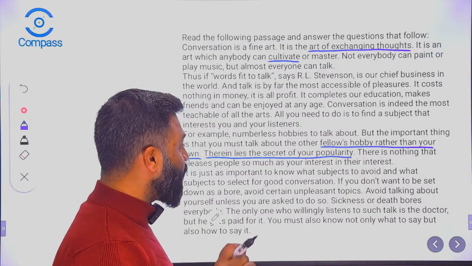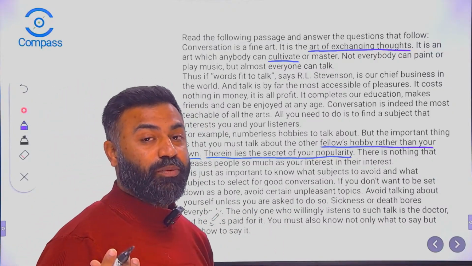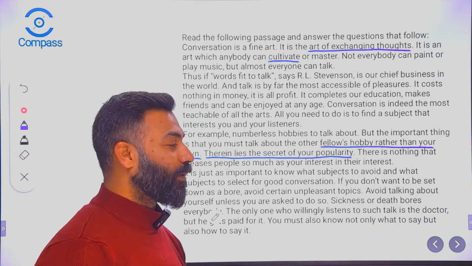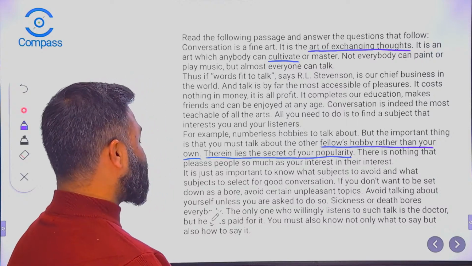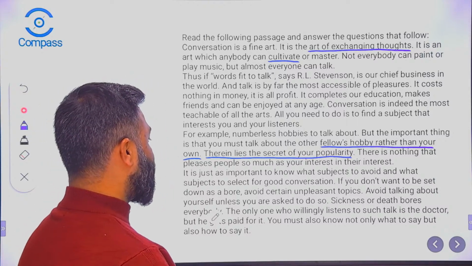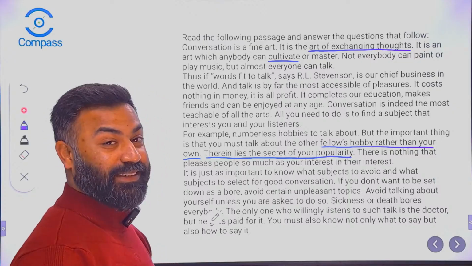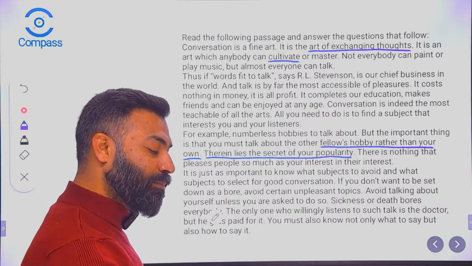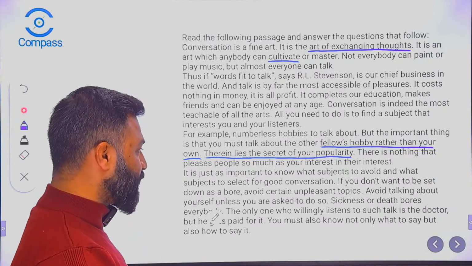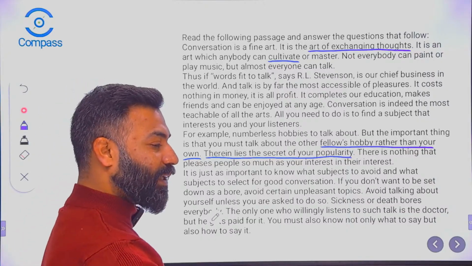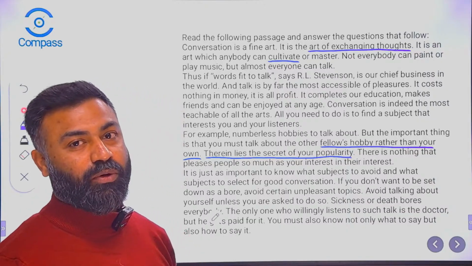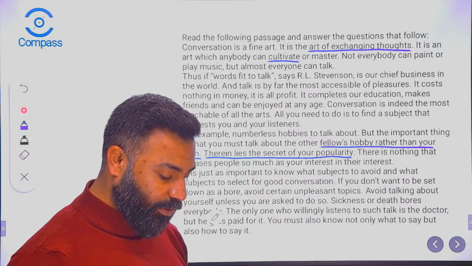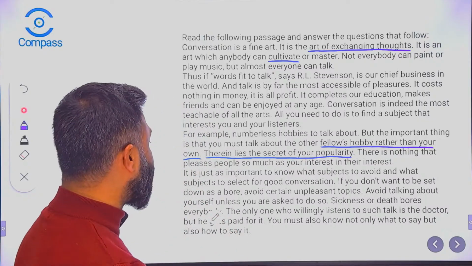There, the secret lies of your popularity. So, how will you become popular? When you talk about the other person's hobby, right? There is nothing that pleases people so much as your interest in their interest. Yes, when you take interest in people's topic, people's matter, people's subject, of course, it's going to please the other person. People are looking for good listeners. Everybody wants to be a talker, but never a good listener. So that's what it is talking about.